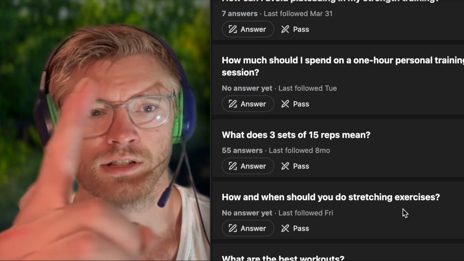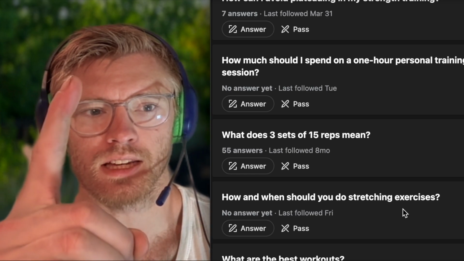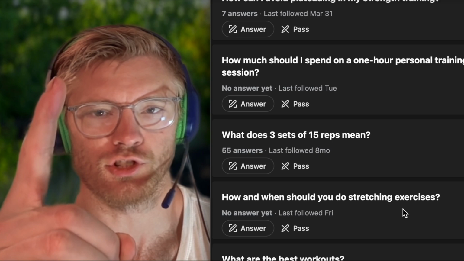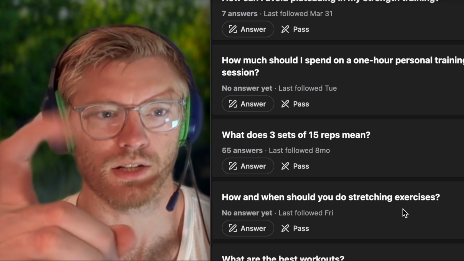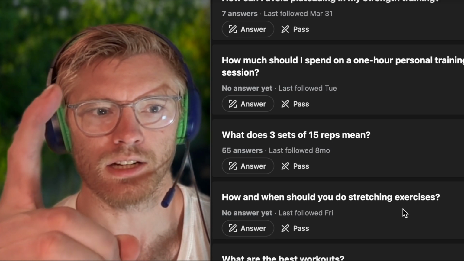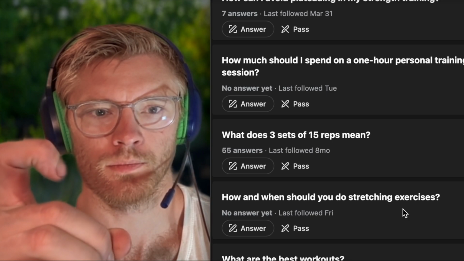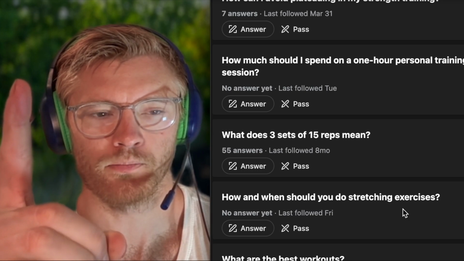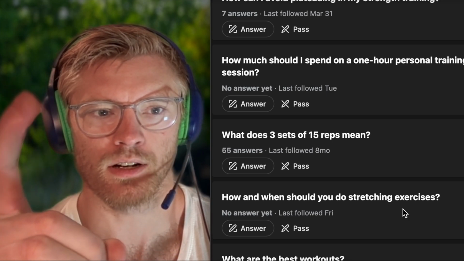So let's just use a simple example. I'm going to do some index finger curls. This isn't a legit exercise, but yeah, there's muscle here working. So me doing one index finger curl, that's 1 rep. Okay? 2 reps, 3 reps, 4 reps.